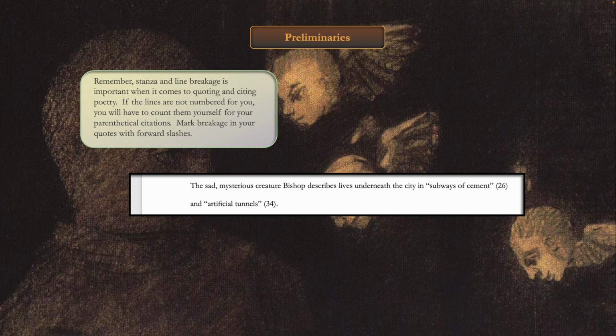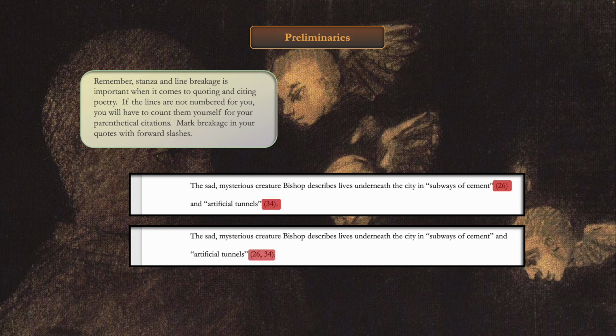It includes subways of cement from line 26 and artificial tunnels from line 34. There's another way of doing this. One could just put them both together in one parenthetical citation. Generally, I discourage beginning writers from doing this because it can be a little misleading. You've got to be very careful with this. But it does look cleaner to just go ahead and include both lines in one parenthetical citation. Neither one of these is wrong. But again, just be careful. You always want to aim for the greatest clarity in your parenthetical citations.